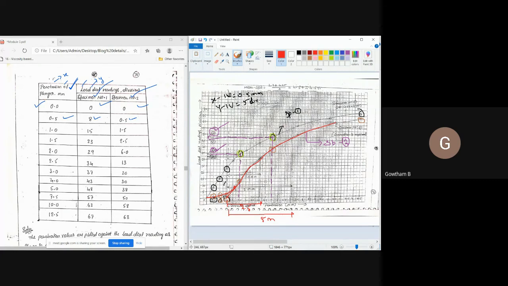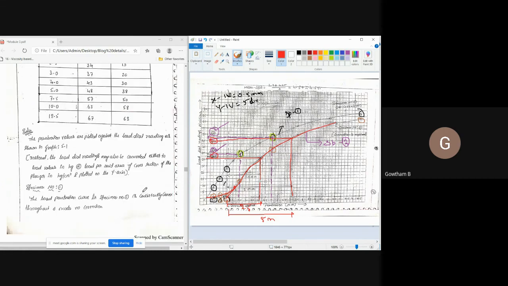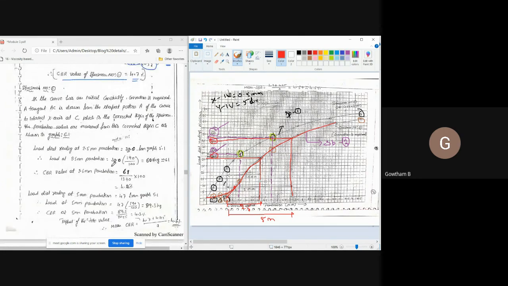Now from here to here, 2.5 means it is near 4.2. From here you project a line like this and project back to the y-axis, and you note down this value. Similarly, for 5 mm penetration, at this point project a line like this, project back to the y-axis and note down this value. I noted both values here: at 2.5 mm penetration it is 32, and at 5 mm penetration it is 47, as we obtained here.